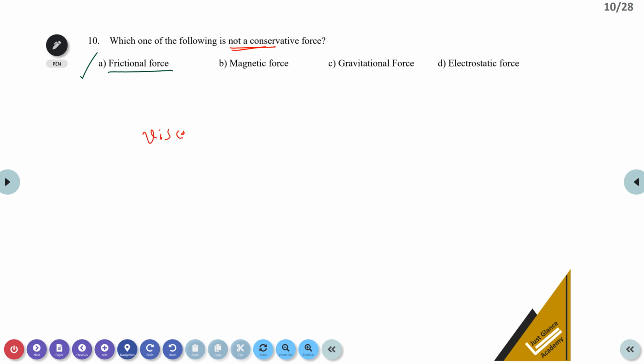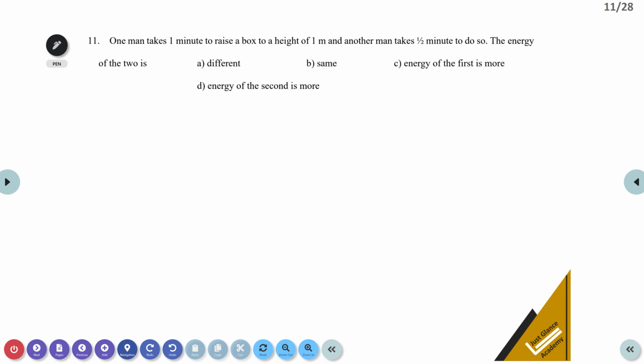Viscous force. Viscous force also comes under the category of non-conservative force here. Non-conservative means the work done depends on the path. It depends upon the path. But for all these other cases, it is independent of path. It depends only on the initial position and final position here. Okay. Next.